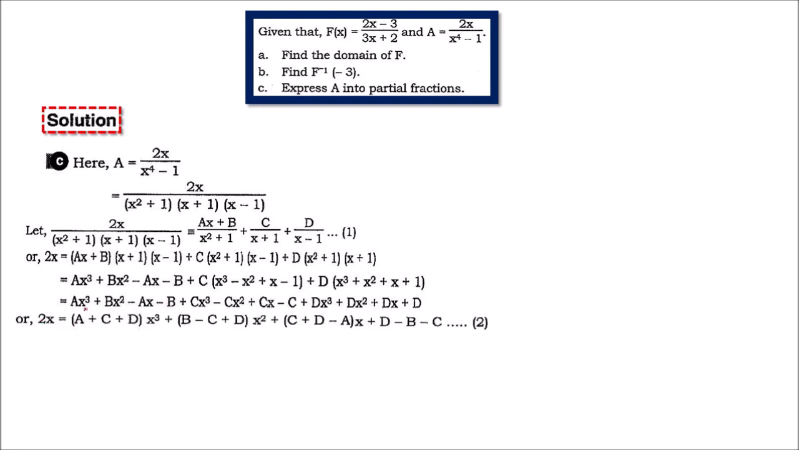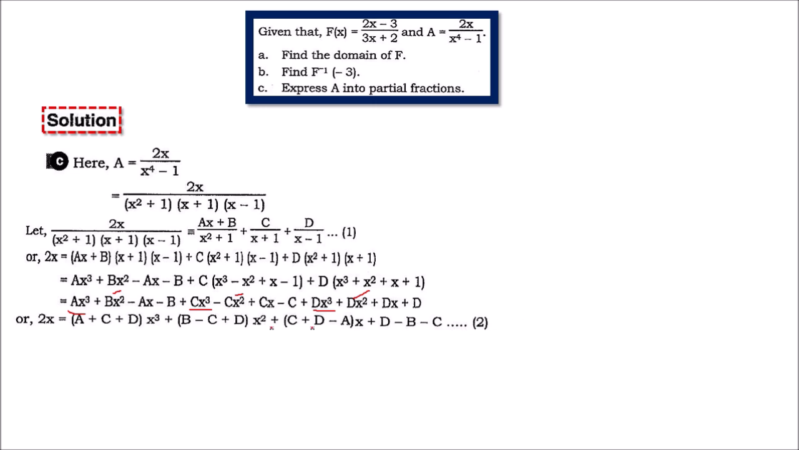Now you can arrange all the x cube terms. Here is x cube, x cube, and x cube, so there are 3 x cube terms. If you take x cube common, then a plus c plus d will be here. Then you can take x square common, here is x square term and x square term, so it will be b minus c plus d. Similarly, if you take x common, it will be like this, and the rest are free elements.